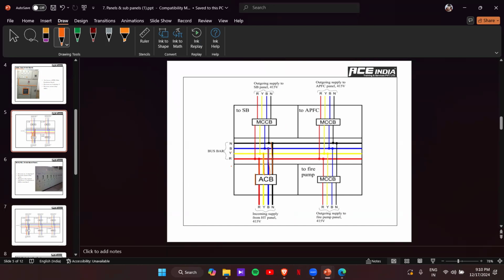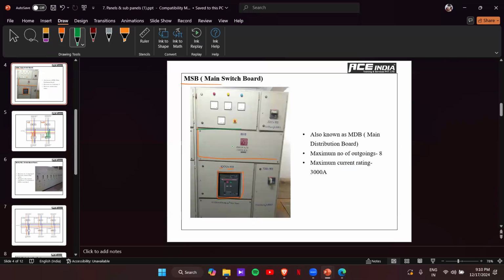Okay. And from this common bus bar, we will take the outgoings. In this example, not 4, 3 outgoings are taken here. One to SB, second to the APFC, and third to the fire pump panel. So all these connections are taken from this common bus bar itself. Again here, R phase outgoing is taken, Y phase is taken here, B phase, then neutral. Then here the main incomer is given a MCCB. So from this MCB, this will be going to the fire pumps, this will be going to the APFC, and this will be going to the SB connection. Okay, so that's how the connection will be.